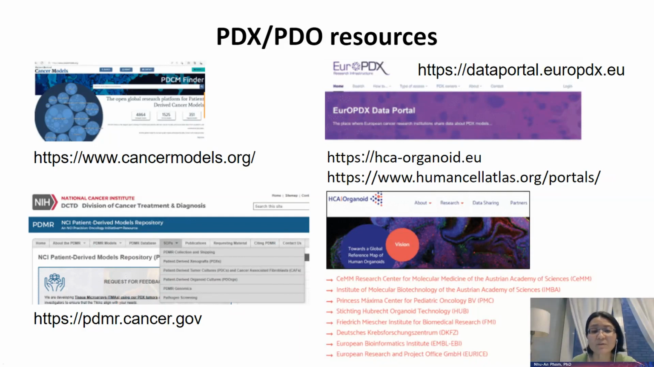And from the Cancer Models portal, of course, you can go directly to the different programs that are biobanking PDX and PDOs. For example, the NCI Patient-Derived Model Repository, the EuroPDX Consortium, and also, relatively new, the organoid arm from the Human Cell Atlas portal.